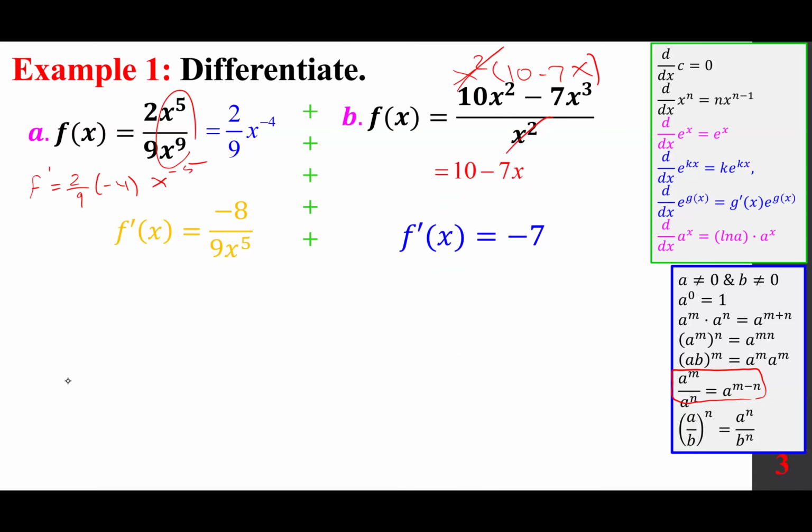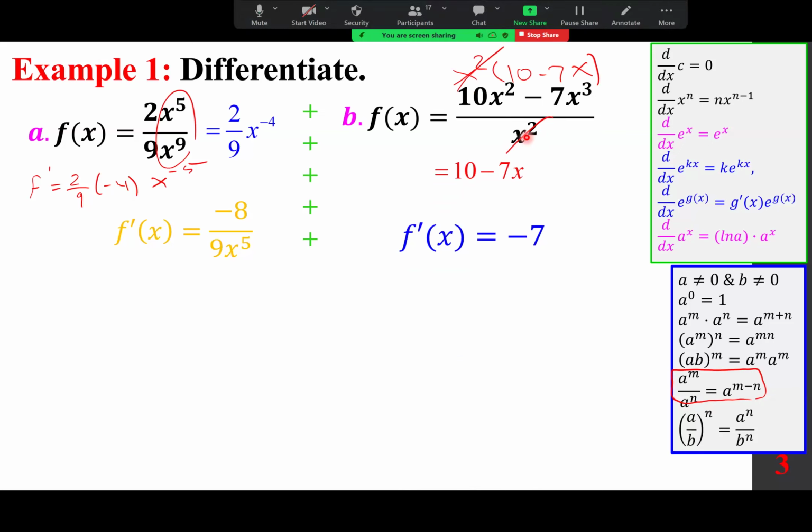Also, if this is not x squared, if it's not a monomial, and it's like the square root of x, you change it to x to the power of 1/2, and again, you make up two fractions, and in the same manner, you can simplify it.